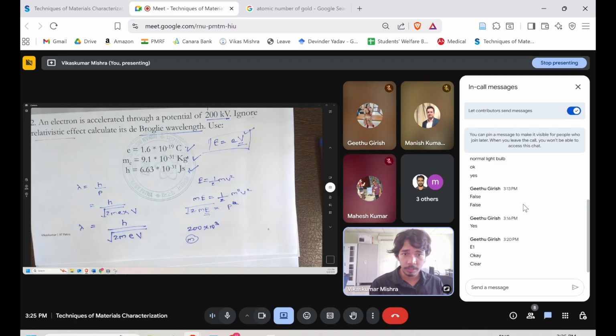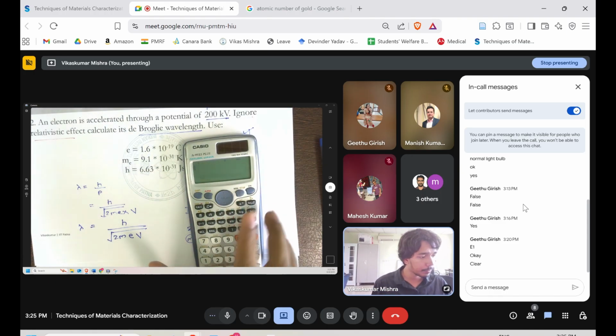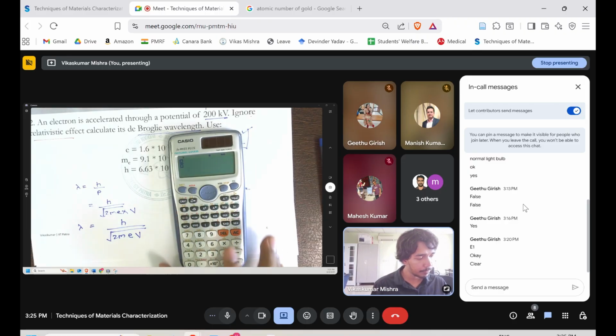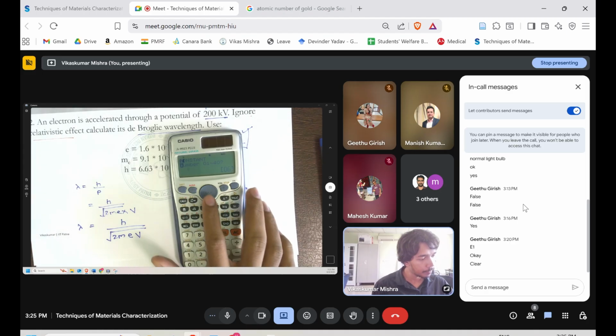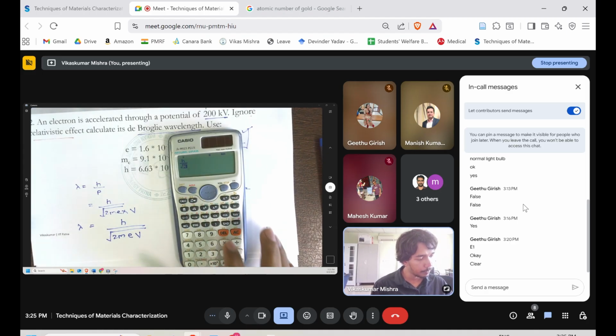Okay, so let's try to do it. Let's try to find its exact value. This is the formula which we are going to use. I will put the value of h, then root over 2m e. Then I have to put the charge also. Then I have to put this voltage, that is 200 multiplied by 10 to the power of 3.